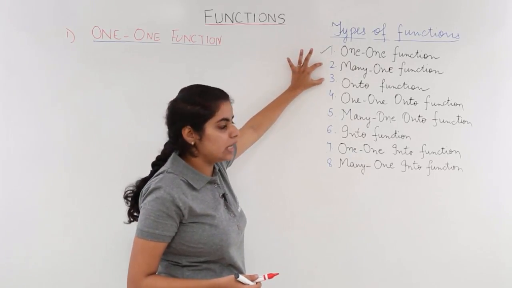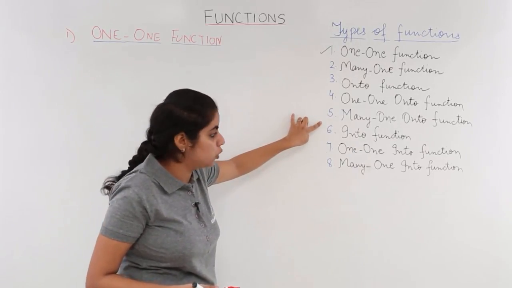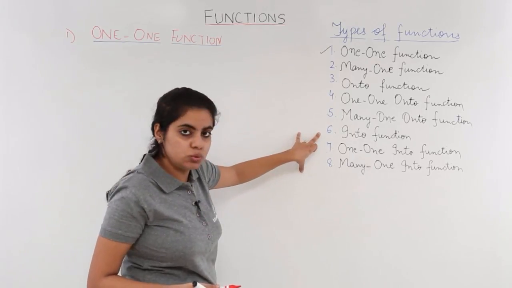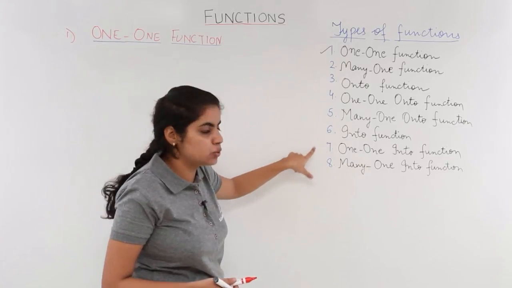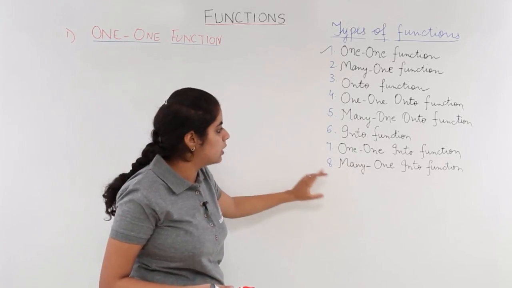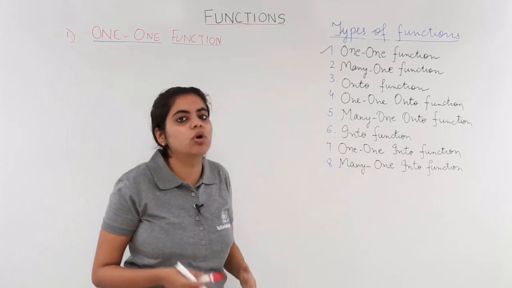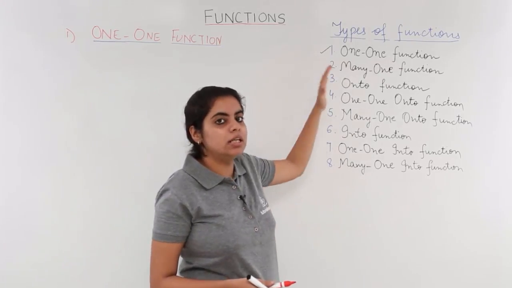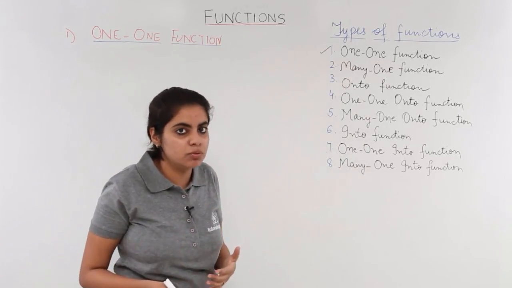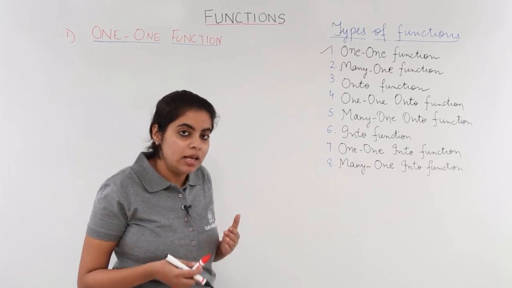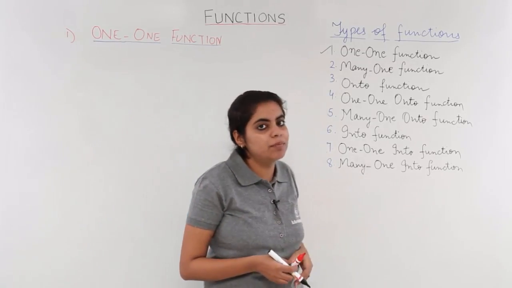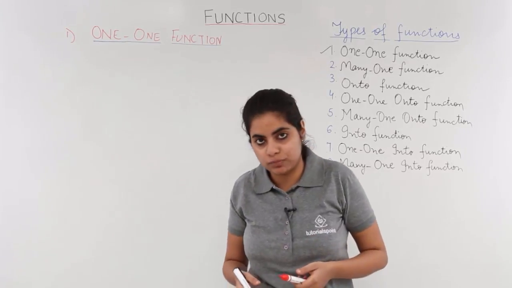With many-one and onto, we have got many-one onto. With into, we have a different type. Again, with one-one and into, we have got one-one into. With many-one and into, we have got many-one into. These are just the names that are listed here. Do not get confused. We will be taking up each of them one by one in detail. Let's get started with the first type, that is one-one function.